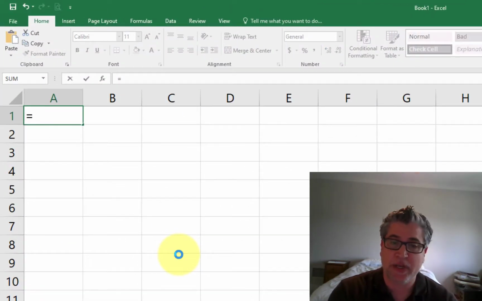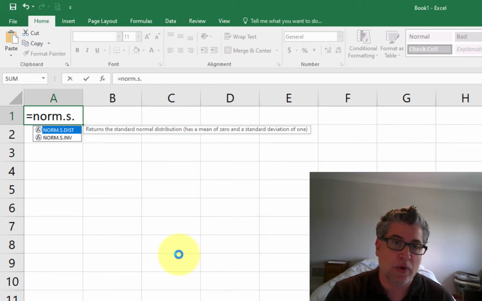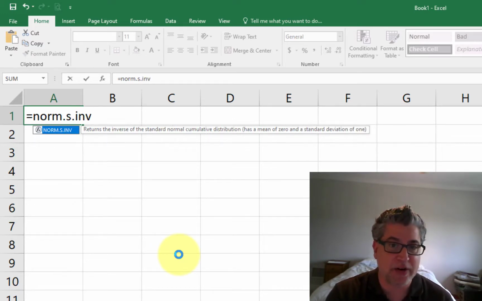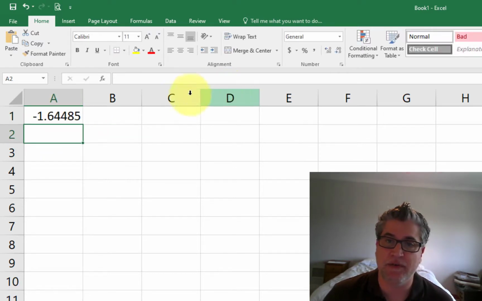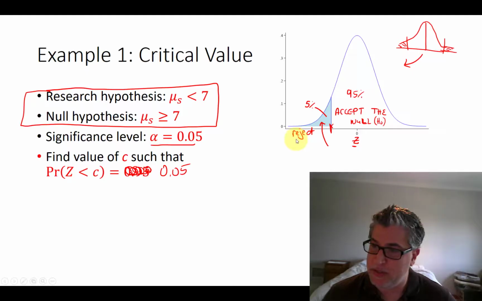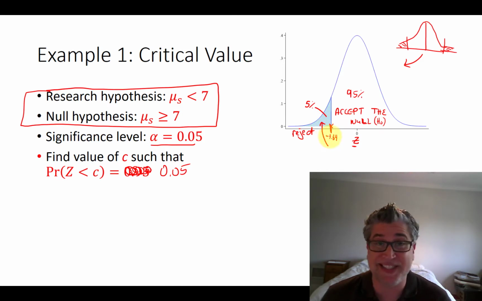Okay, so we start with an equal sign. We need an inverse calculation from a standard normal. So inverse from a standard normal. And then we give it the probability. We want 0.05. And what we get is negative 1.64. We can get rid of some of those decimals. And that's what we have right here. This particular value is negative 1.64. All right, so if we get a test statistic that's bigger than negative 1.64, we're in the acceptance region. If we get a test statistic in this blue area, a test statistic less than negative 1.64, then we would reject.